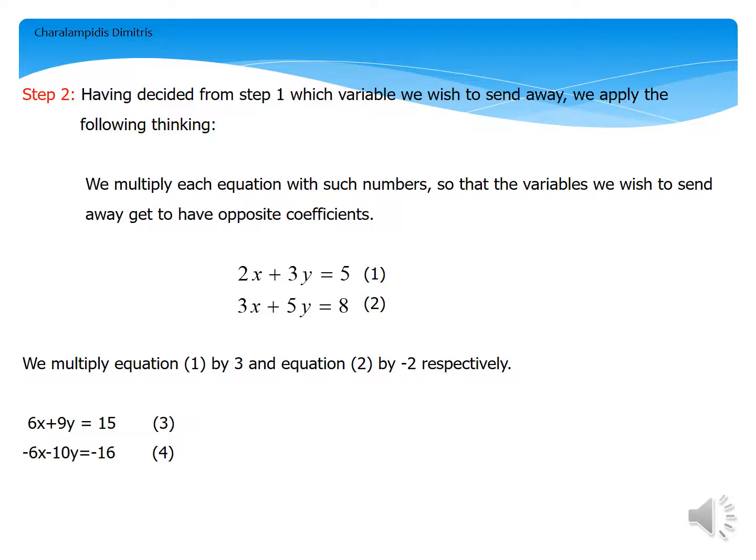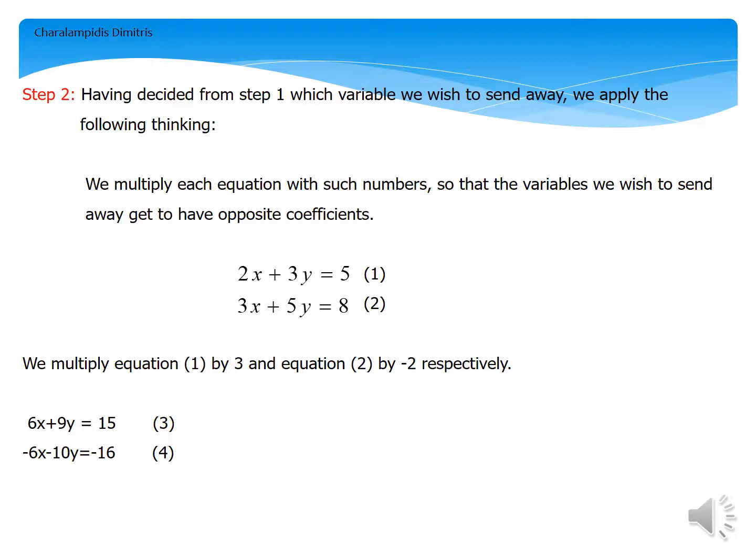To explain it a little further, we will go and we will multiply the equation named as 1 with the coefficient of the second equation. So we'll multiply equation 1 by 3. This multiplication will give us a new equation which will be the equation 6x plus 9y equals 15, which we will now name as third equation.